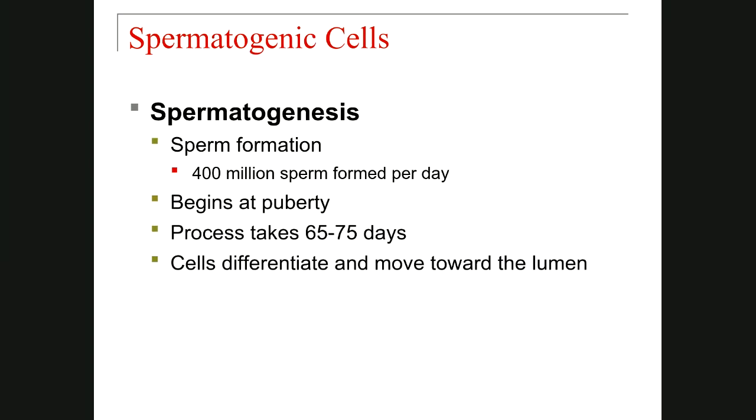Now, I want to talk about spermatogenesis for you. Spermatogenesis means sperm formation. Each day, we have about 400 million sperm production. The spermatogenesis begins at the time of puberty, and it takes place between 65 to 75 days. And we have differentiation and different mitotic and meiotic division in the seminiferous tubules.